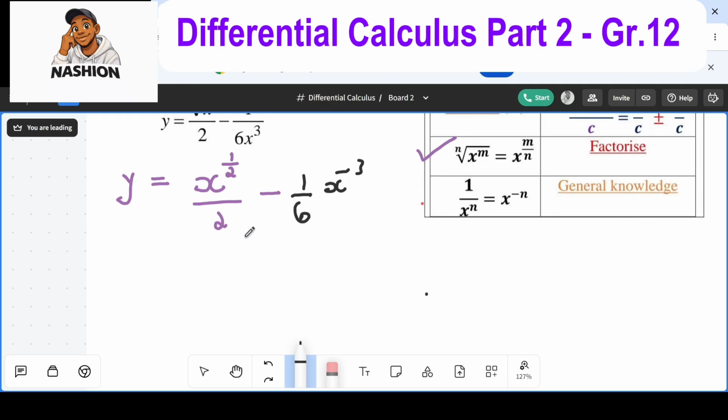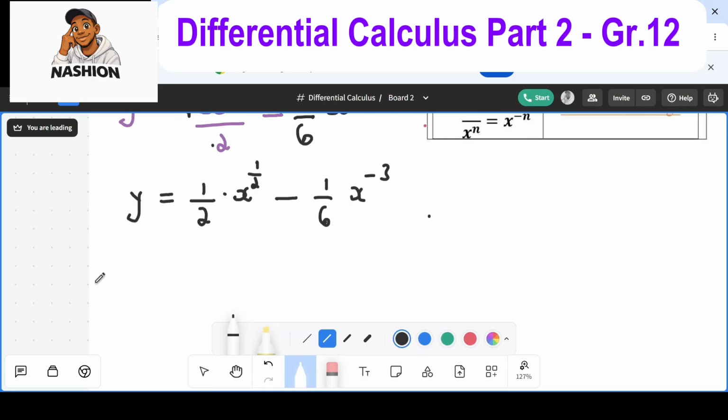Okay, now before we find the derivative, there is something you must be aware of here. Remember, when we find the derivative, this half here needs to multiply the coefficient of x, which is 1 somewhere here. So if you prefer, you may write this as y is equal to 1 over 2, just to make the coefficient very clear. So 1 over 2 x to the power half minus 1 over 6 x to the power negative 3. Then the power rule for the derivative, dy over dx is equal to half will multiply half.